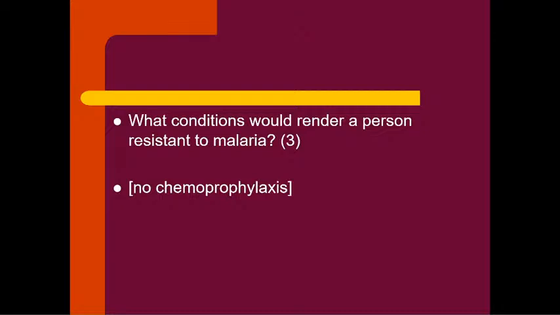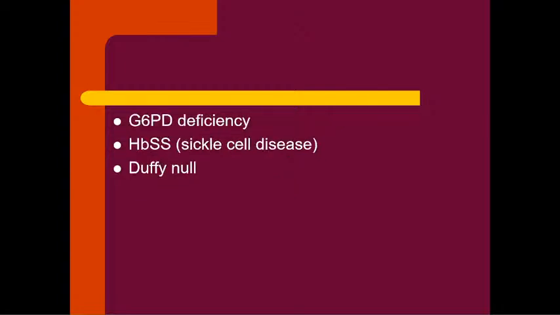Alright, now, what conditions would render a person resistant to malaria? This one is a blood bank question without prophylaxis. Okay? Without prophylaxis, you are considered to be a person resistant to malaria if you are one of the following patients. You are a patient with G6PD. You are a patient with sickle cell disease, not sickle cell trait, sickle cell disease. And you're a patient with Duffy null. Okay? This is a blood bank question. You might find this interesting.